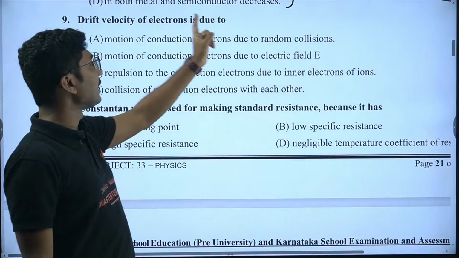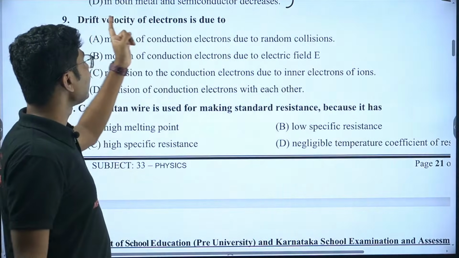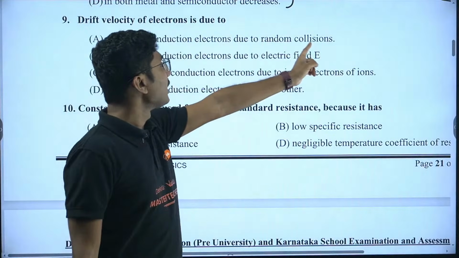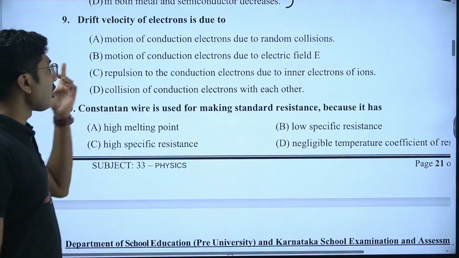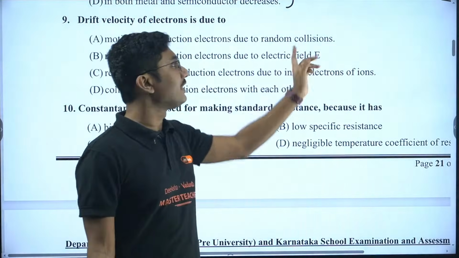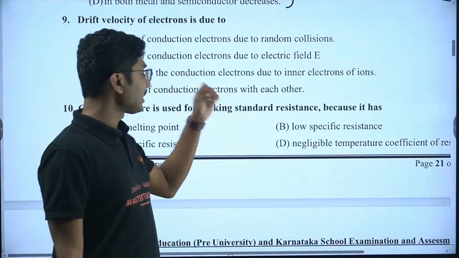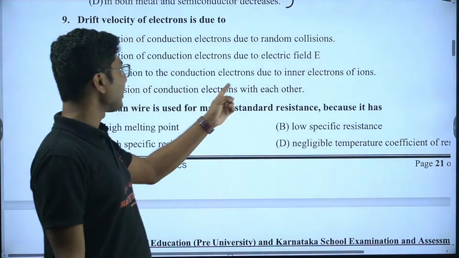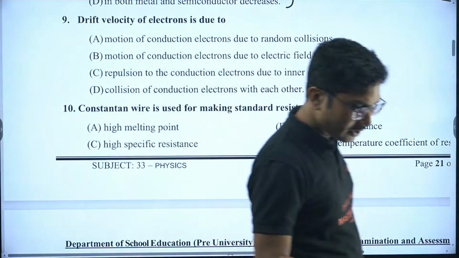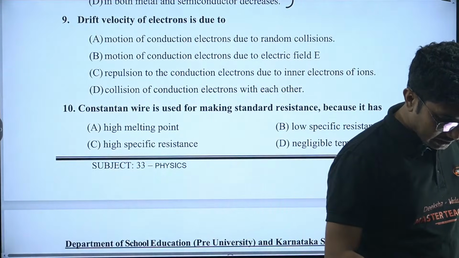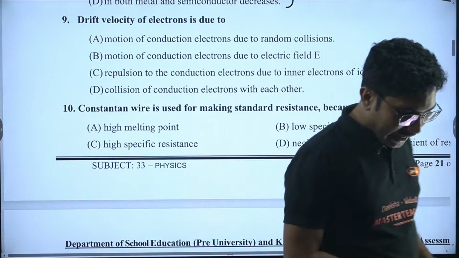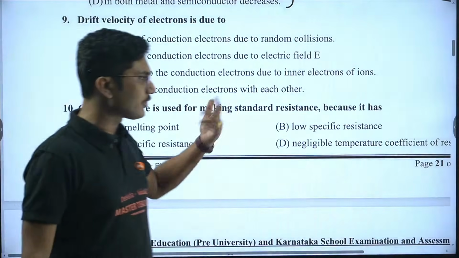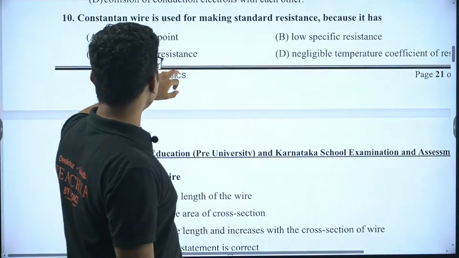Drift velocity of electrons is due to: motion of conduction electrons due to random collision, motion of conduction electrons due to electric field E, repulsion of the conduction electrons due to inner electrons of ions, collision of conduction electrons with each other. Now let's see. Komal Kaushik is saying option B, Nagaraj is also saying option B. So 9B is the correct answer, motion of conduction electrons due to electric field. Easy question, right? Now let's move on.